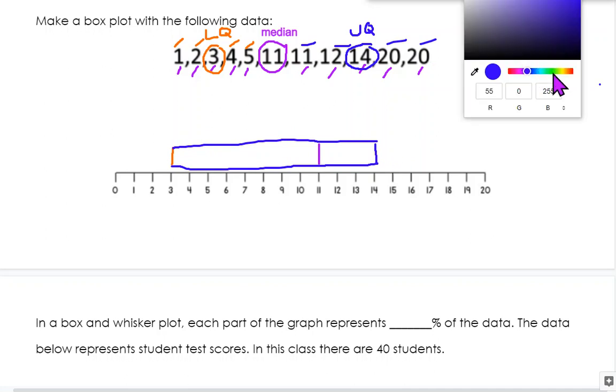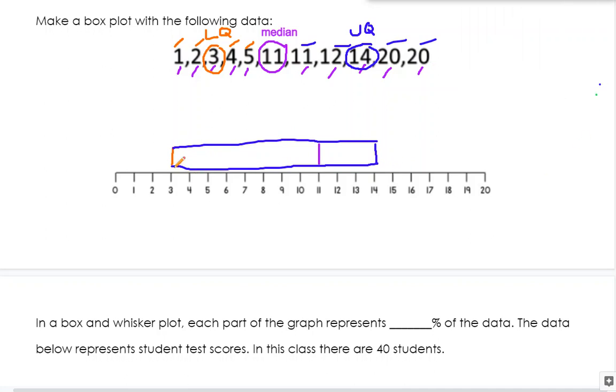All right, so now what do I need to do? Well, I need to make my upper and lower extreme, right? So my lower extreme is my smallest number, that's 1. So I put a dot on 1, and then I just make a line connecting the dot to my box. And my upper extreme is 20, so I put a dot over 20, and then I make a line going from that to my box. And there is my box and whisker plot.